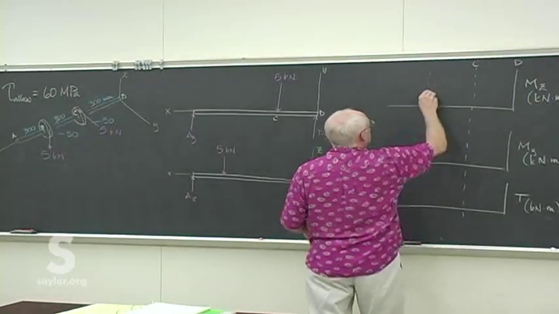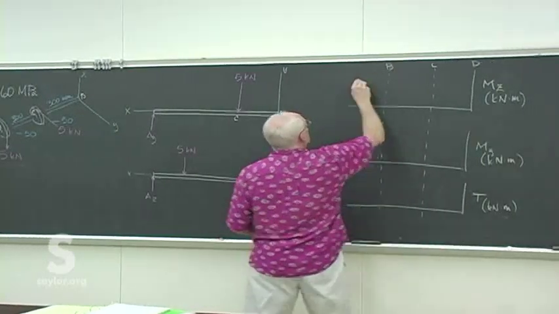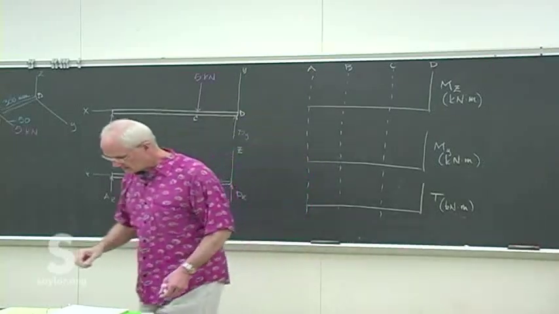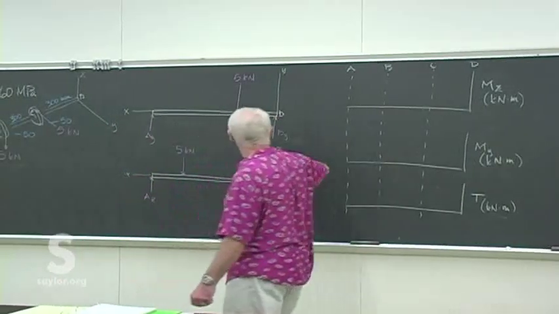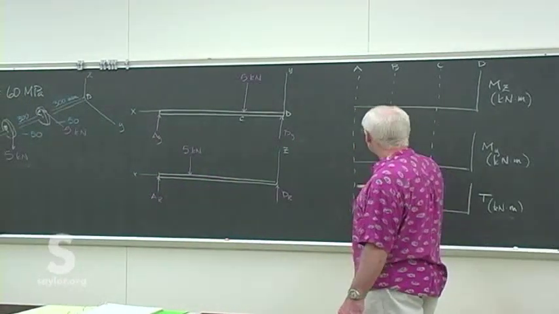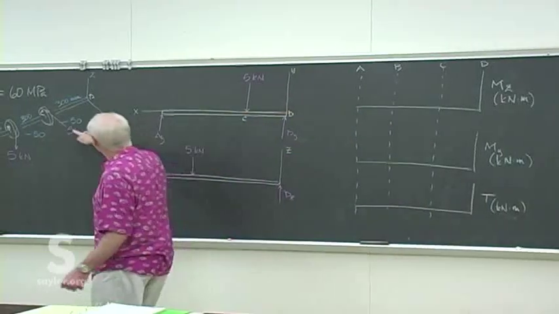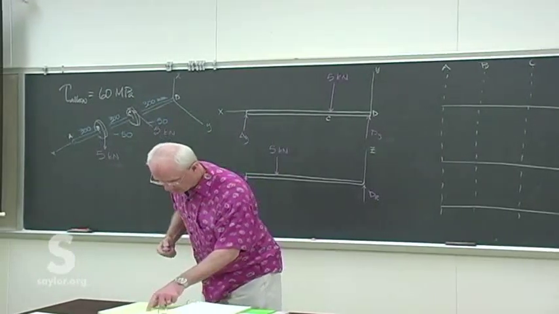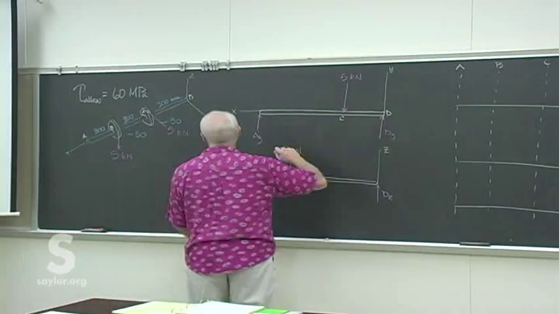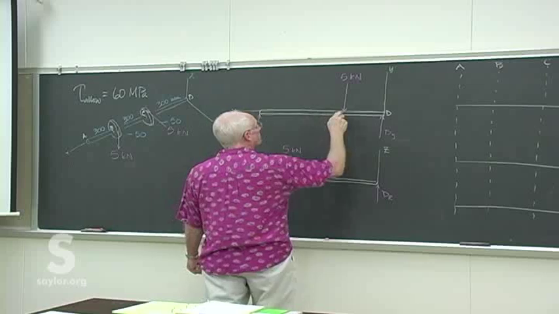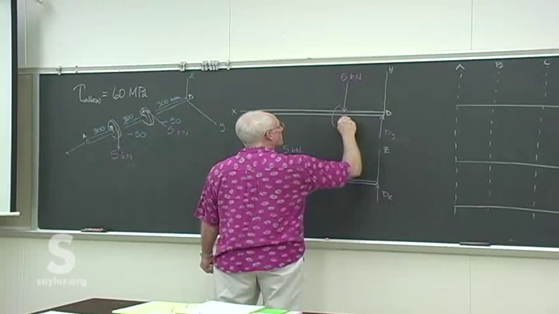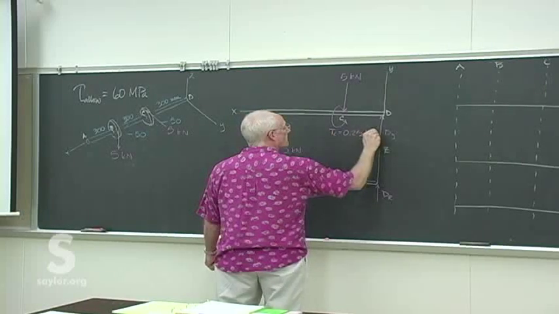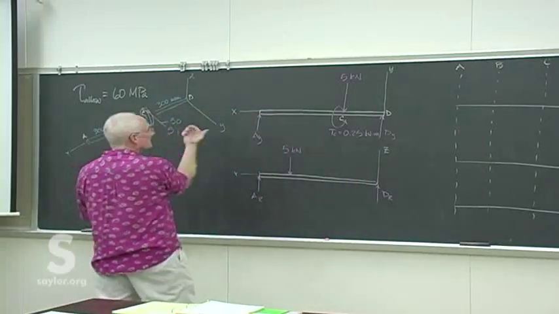C, see if we get the same drawing. So the first thing you need to do, figure out the reactions, figure out the torques at each of those places. It's just the 5 kilonewtons times the 50 millimeters. In fact, that's a no-brainer. I'll just give that to you. 0.25 kilonewton meters. It's the other way.